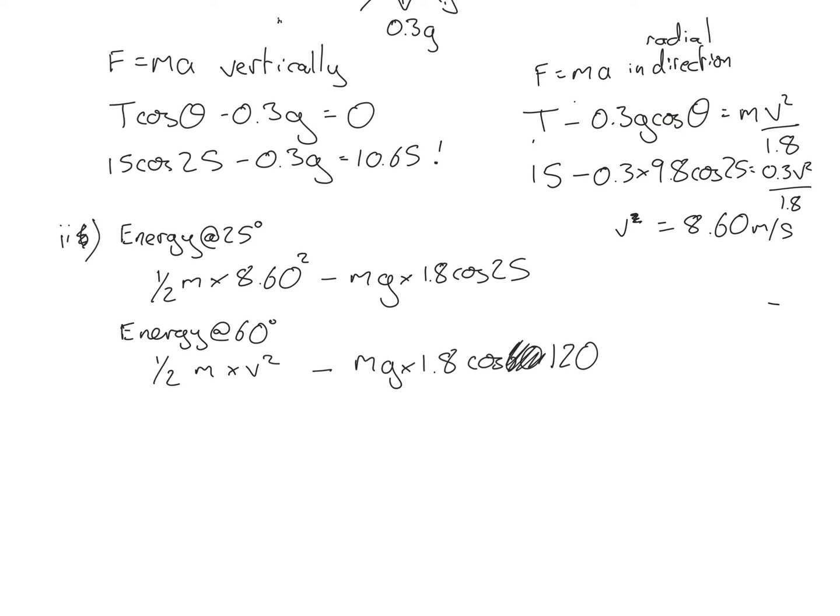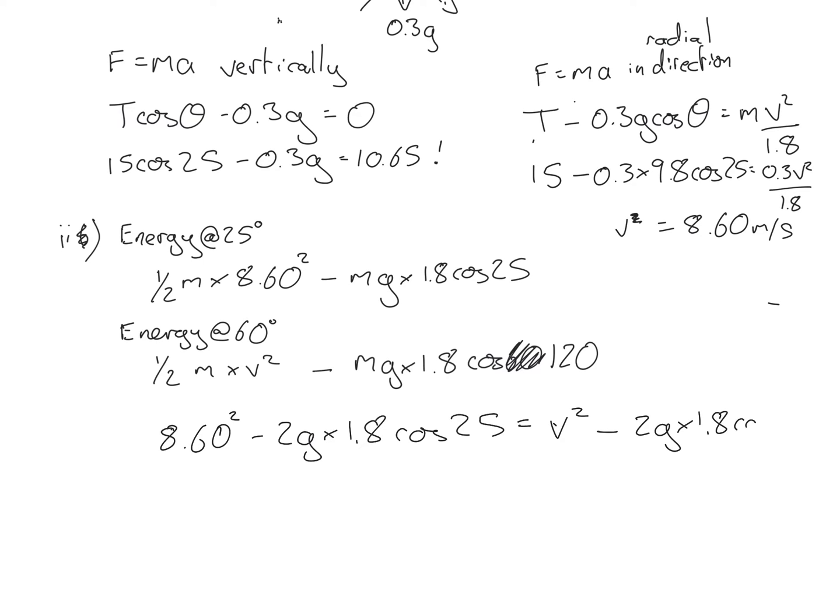You can see that the m's go. I'm going to multiply it by 2 at the same time just to make it nice. So I've got 8.60 squared minus 2g times 1.8 cos 25 equals v squared, I'm not going to forget the 2 here, minus 2g times 1.8 cos 120. Rearrange, and I get v squared equals 24.4.